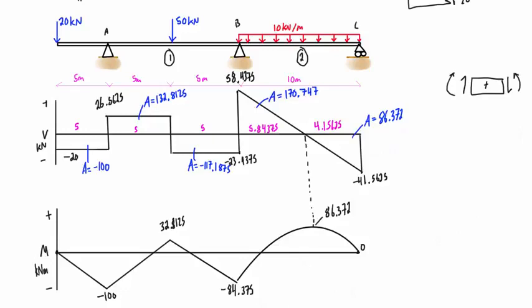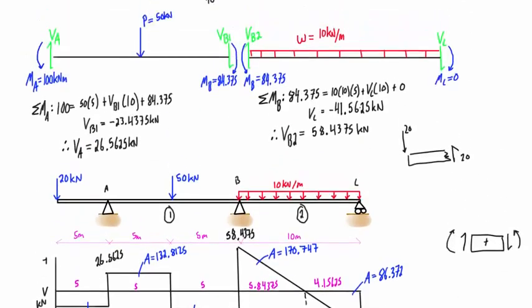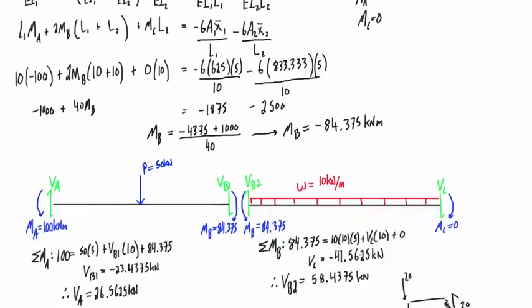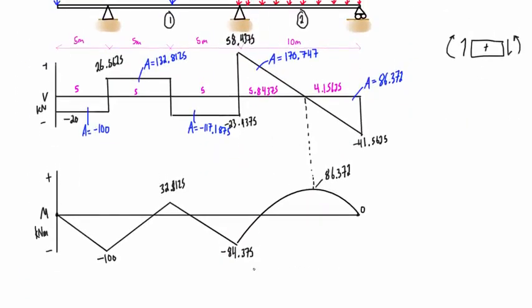The one other thing that we do want to check is, does this line up with the internal moments that we calculated earlier? Somewhere where we figured MC was 0, MA was negative 100, and MB was negative 84.375. So when we look at that, yeah, MA was negative 100 because this was in line with reaction A. MB was negative 84.375, perfect, right in line with that, and then we're ending at 0 for MC. So that's another nice little check that we can do to make sure that we've done this correctly.